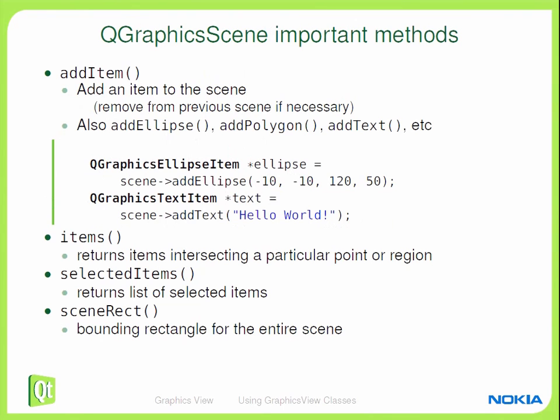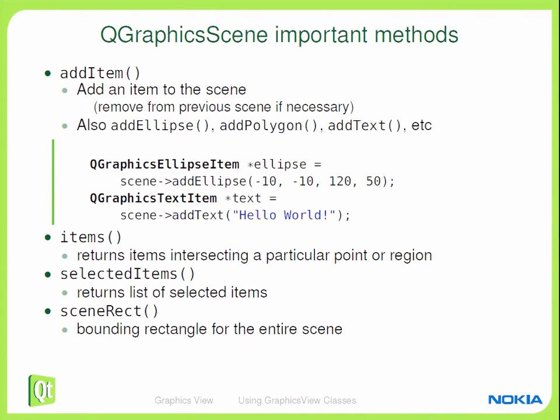I showed you addItem, so you can explicitly create an item object, and then you call addItem for adding that to the scene, to those coordinates that you've set for the item. Also, for existing classes like text and rect, you can call these convenience functions of QGraphicsScene like addEllipse, addText, addRect, like I did in the previous example.